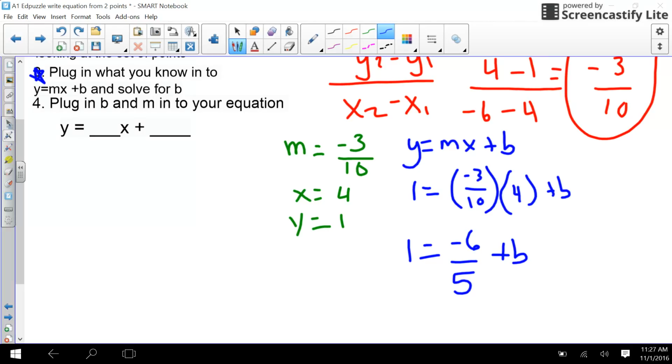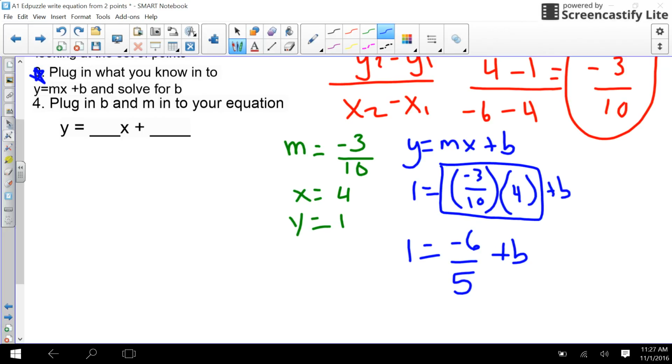By the way, if you get a decimal like that, when I multiplied these two numbers right here, my decimal was negative 1.2. To change that into a fraction, you just hit math, enter, enter. And that's how I got negative 6 over 5.